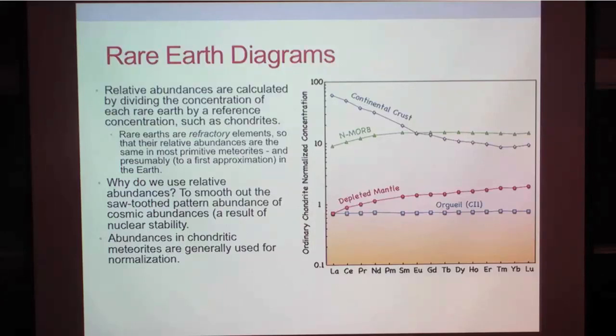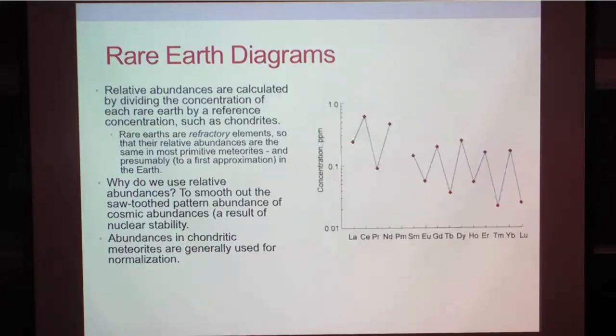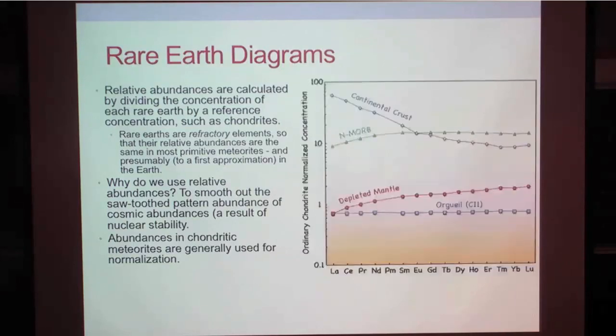So why do we use relative abundances? Because if we didn't, the plot would look like this. Okay, we have this sawtooth pattern and the decay here. This is related to nuclear stability and the ways in which the elements were produced. By normalizing to chondrites, we can eliminate that. And we can see here that because lanthanum is a large ion, it tends to partition into melts and ultimately into the continental crust.